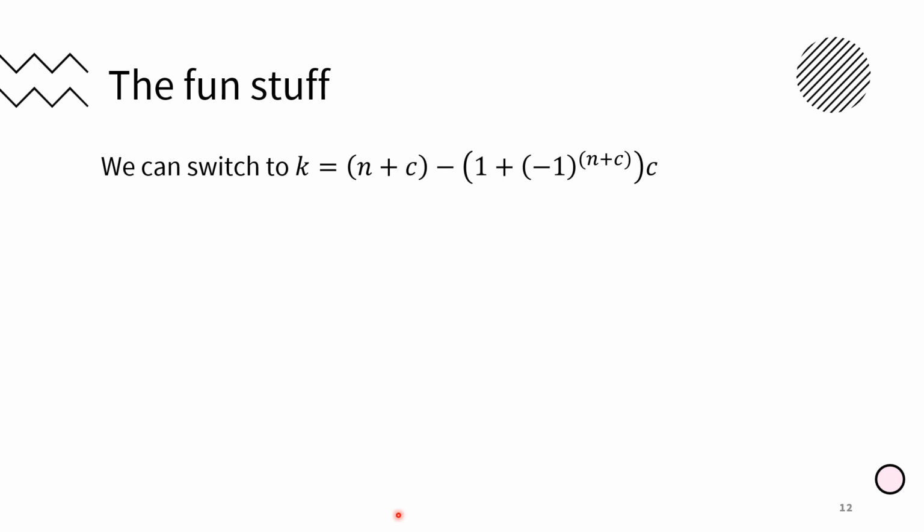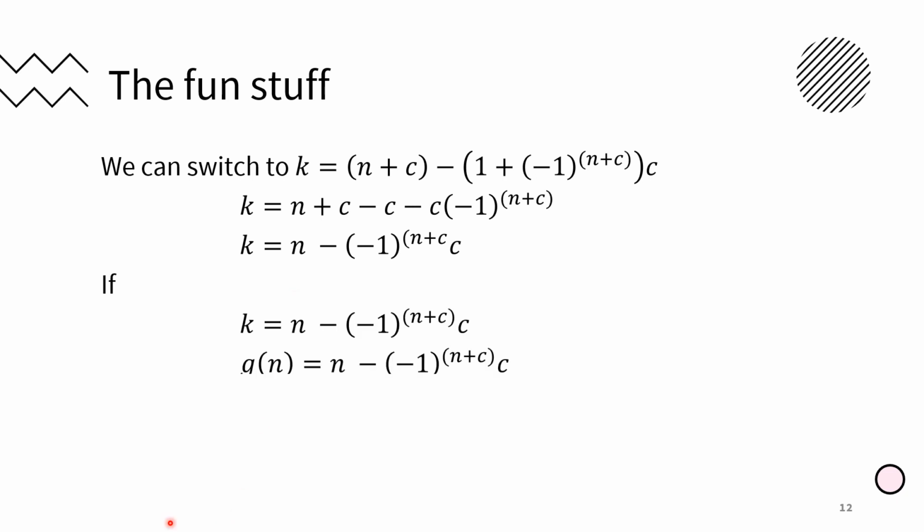So let's switch the k here to n plus c, since we know they're equal, and do some simplifying to get k equals n minus negative 1 to the n plus c times c. So we know that k equals this function here, and we know that k equals g of n, that means g of n must be this function. So that is basically the inverse of the p of k equals n that we had there.